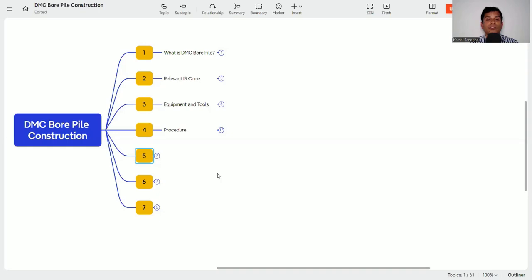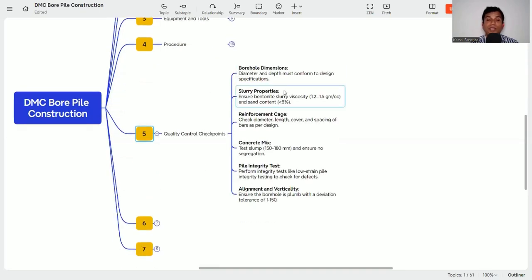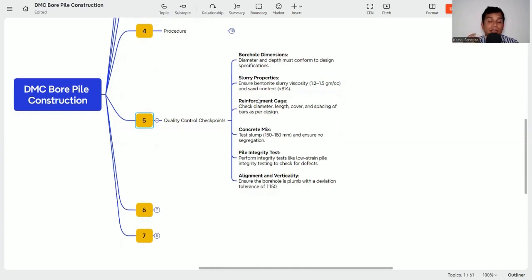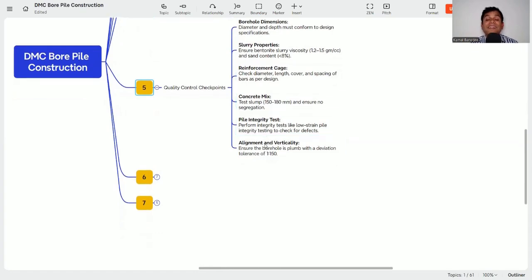That is the borehole dimension we need to check, borehole location that was already discussed, and slurry properties, the bentonite slurry already discussed: the specific gravity, liquid limit, and the pH. Reinforcement cage we need to check: the diameter, length, cover and spacing of the bars as per the design. Concrete mix I already discussed. Then the pile integrity test, after doing the pile, to check the pile length, pile diameter, pile dimension, pile strength and everything. So it gives the idea whether the pile is done as per the requirement or not. Then alignment and verticality, which I also discussed, that we need to check.